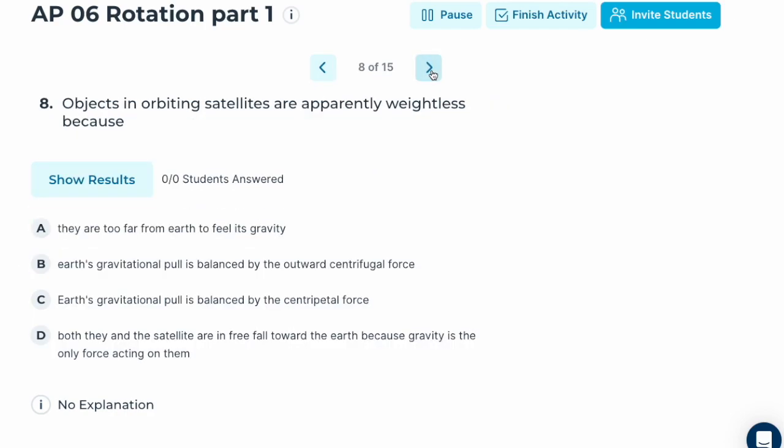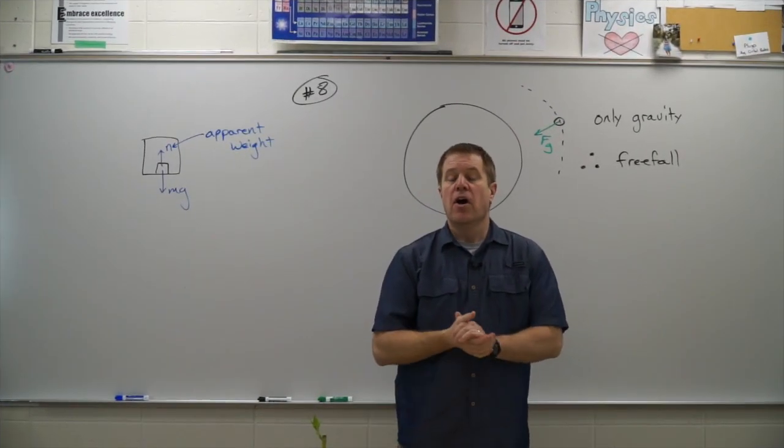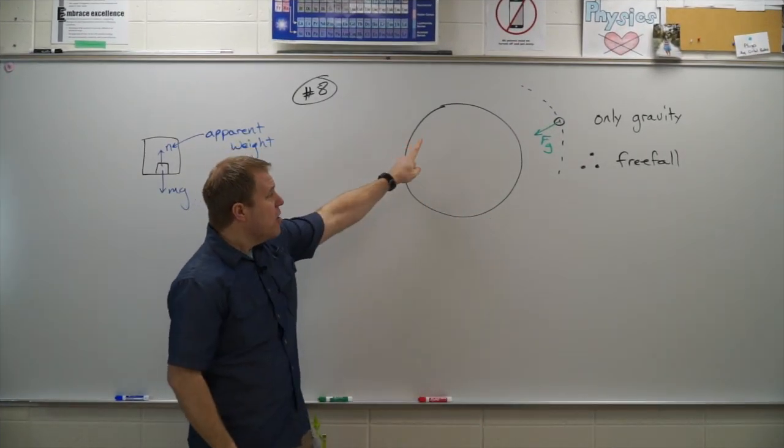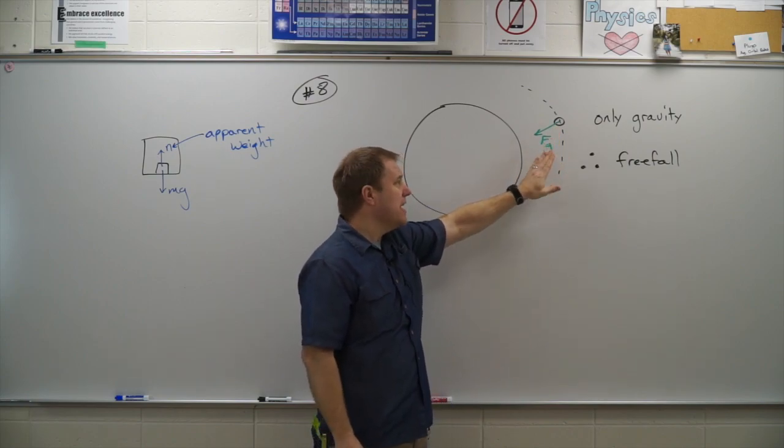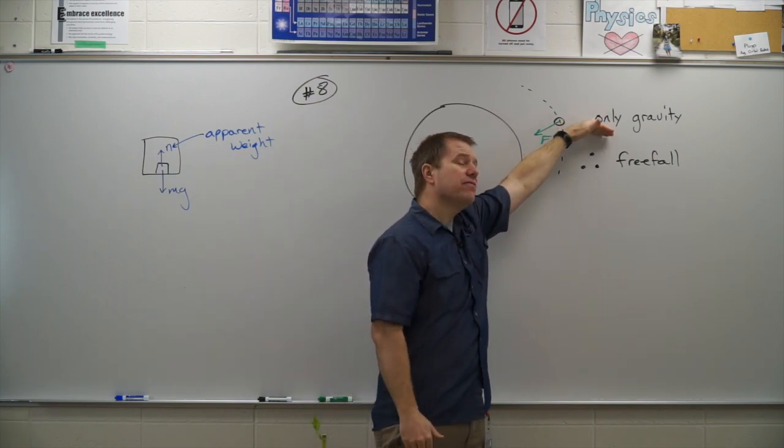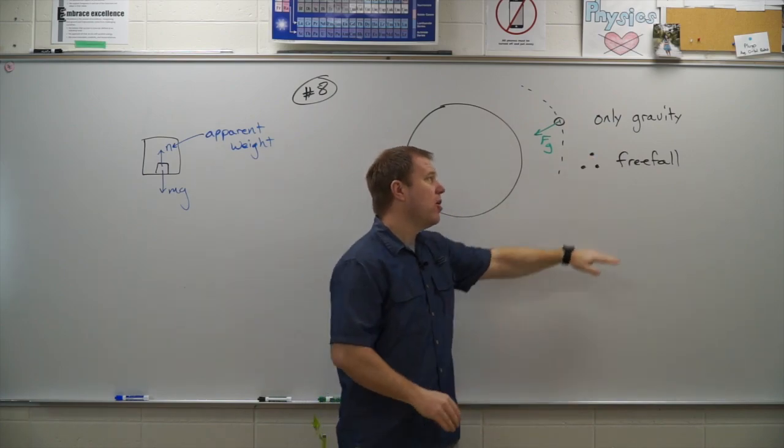All right. Number 8, objects in orbiting satellites are apparently weightless because A, they are too far from Earth to feel its gravity. B, Earth's gravitational pull is balanced by an outward centrifugal force. C, the Earth's gravitational pull is balanced by the centripetal force. And D, both they and the satellite are in free fall toward the Earth because gravity is the only force acting on them. Let's take a look. All right, so whenever you have something in orbit, the only force acting on it out there is gravity.